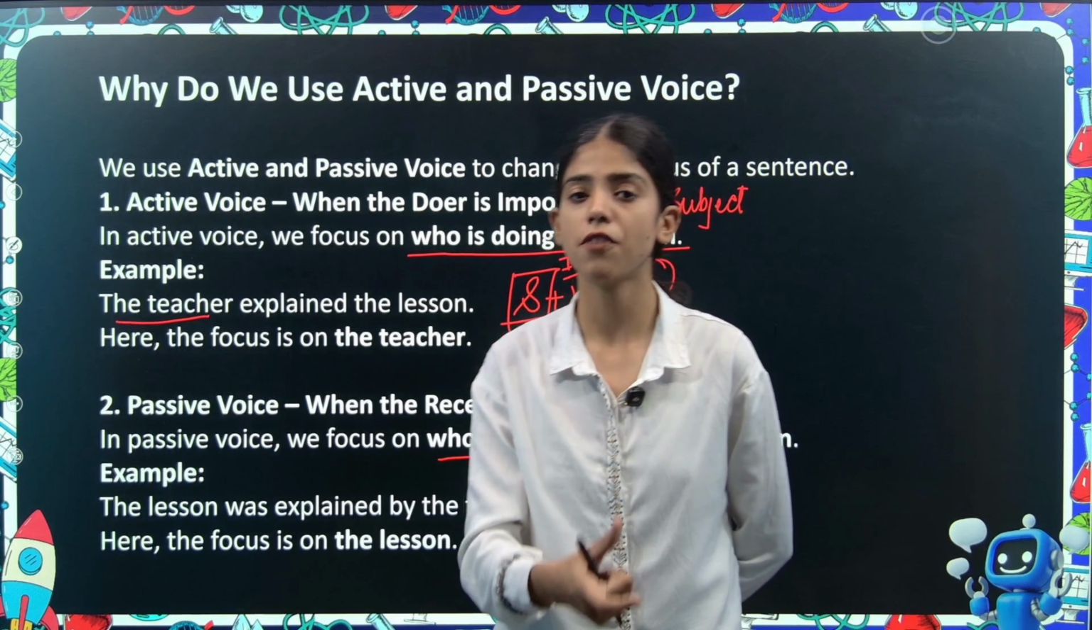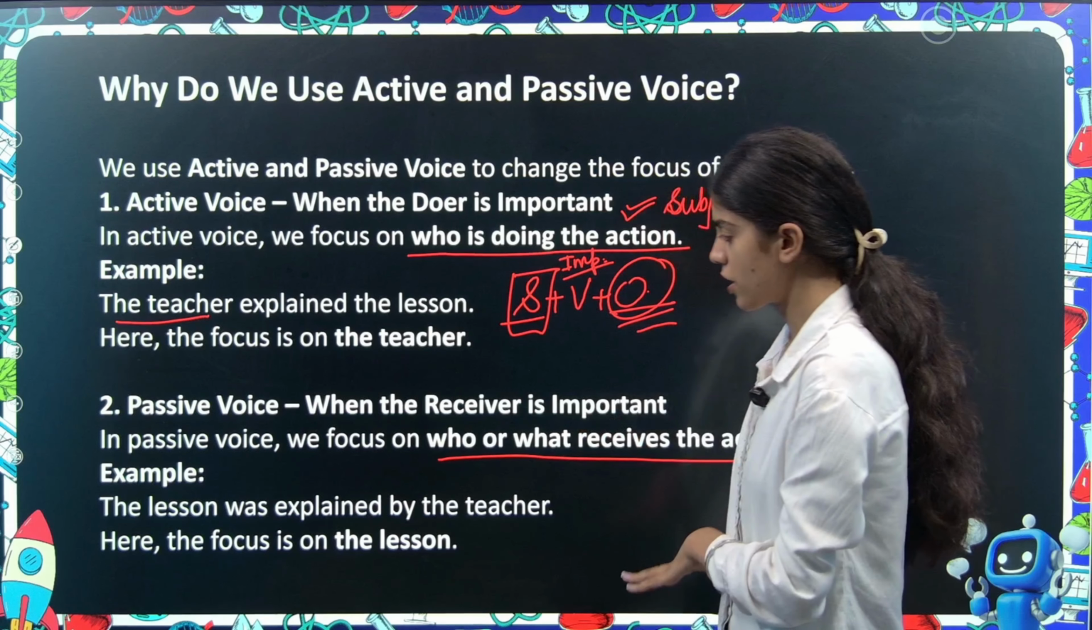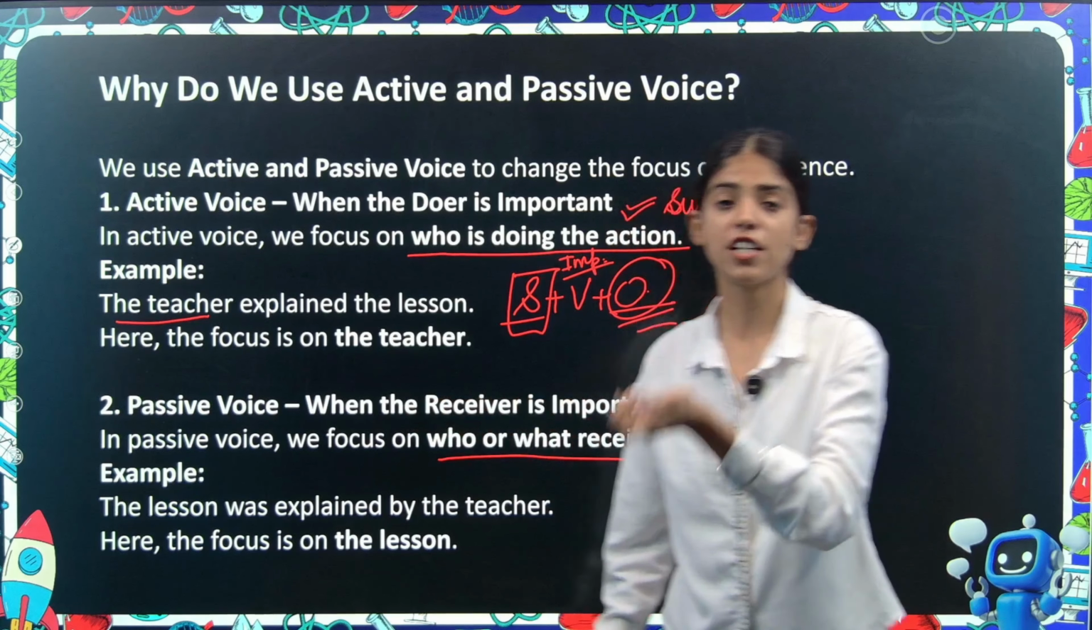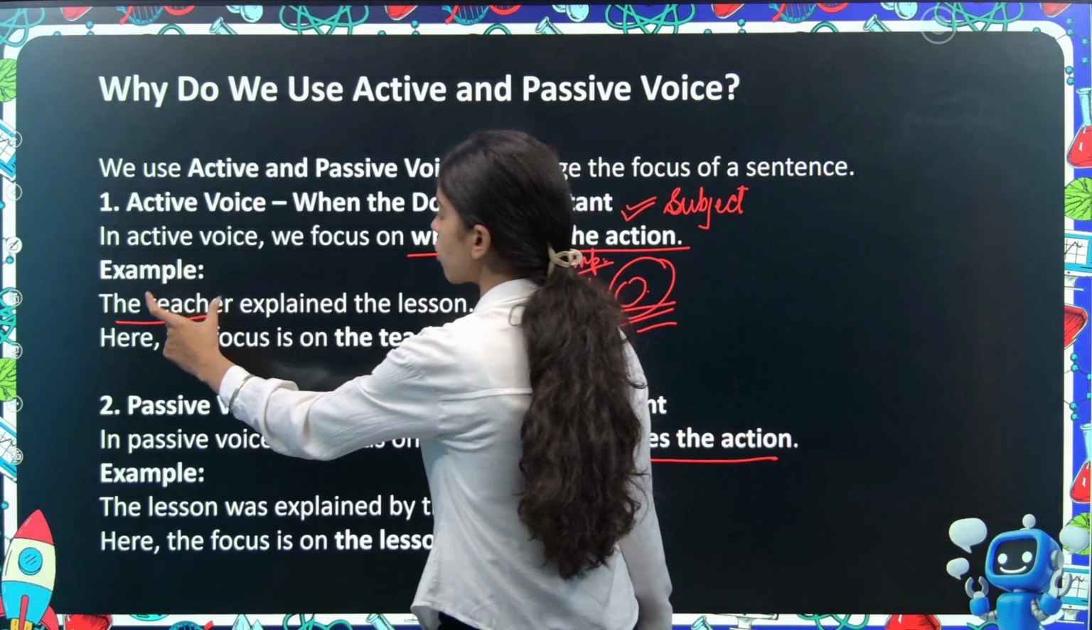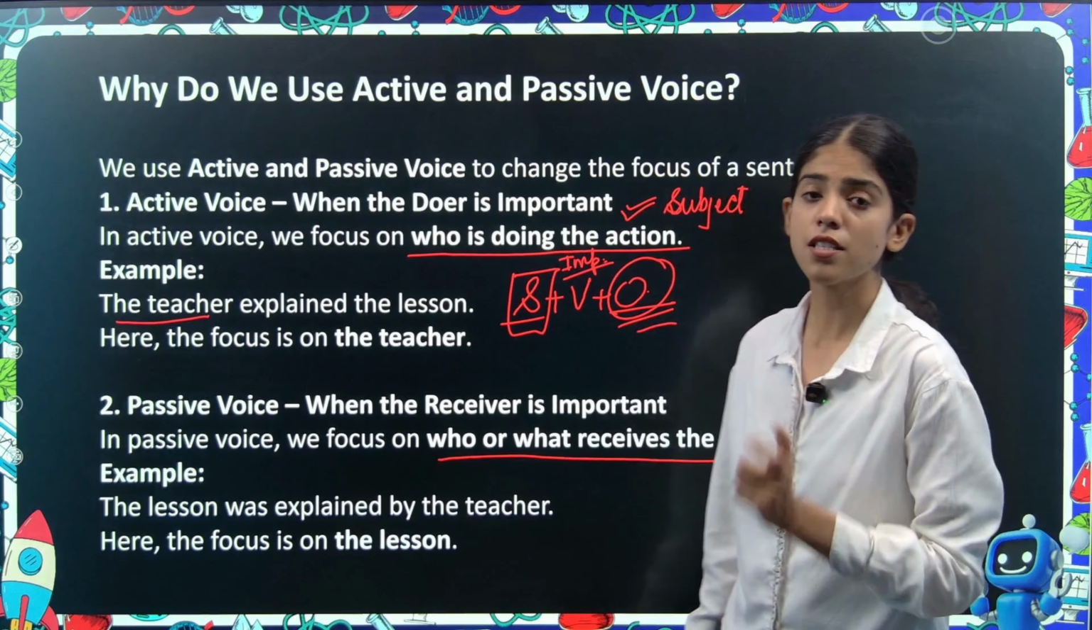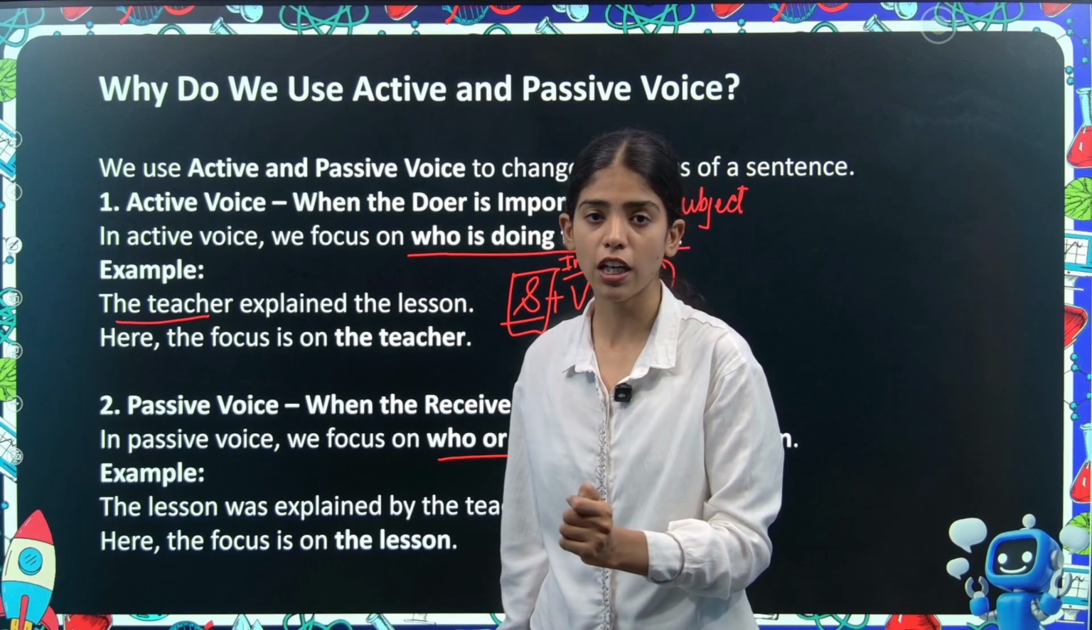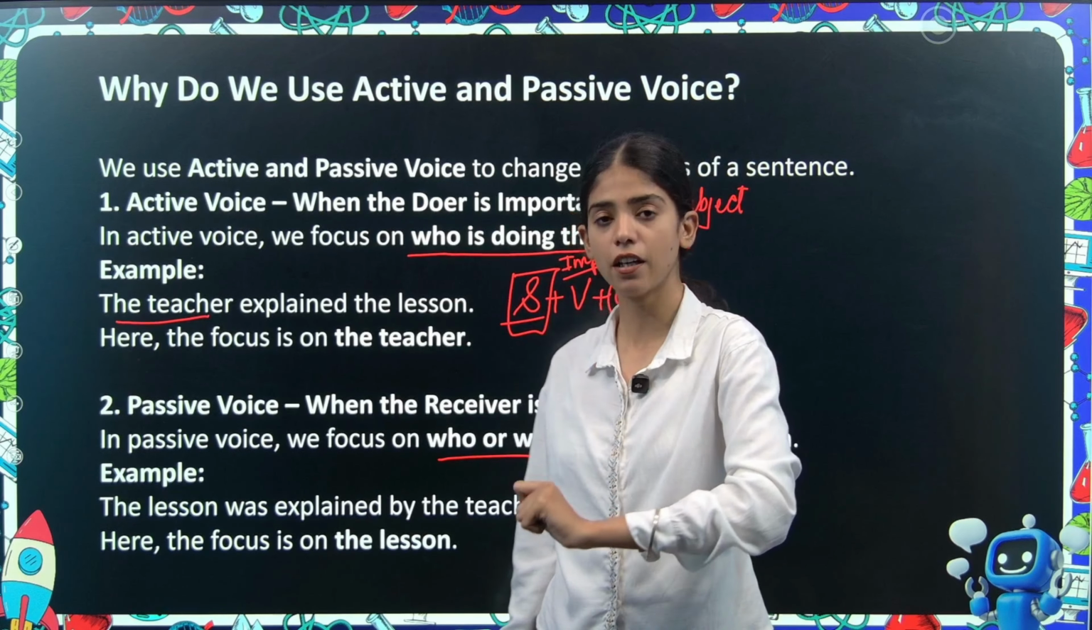For example, the lesson was explained by the teacher. कि जो lesson है वो teacher ने explain किए हैं. पहले क्या था? In first case हम teacher को starting में रख रहे थे. Why? Because we are giving importance to the teacher only, and here in the passive voice case we are giving importance to the lesson. That is why the lesson is written at the starting. The lesson was explained by the teacher.